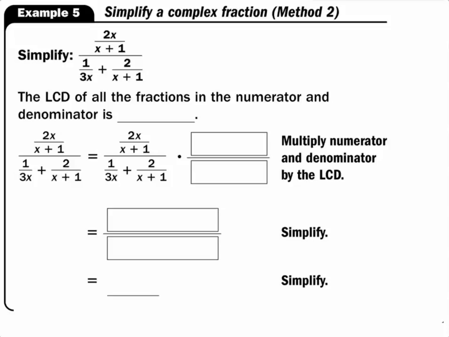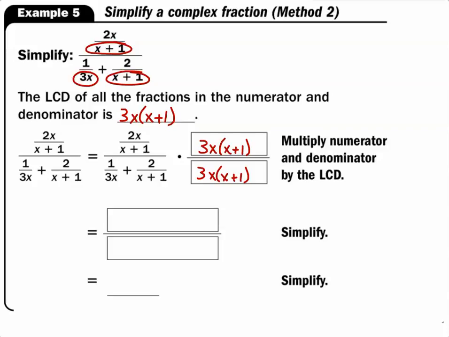First of all, we need to find ourselves a common denominator. And if you look at the fractions, our denominators are the x plus 1 and the 3x and this other x plus 1. So our common denominator is going to be just 3x and x plus 1. That will take care of everything. So if we multiply top and bottom by 3x times x plus 1, something kind of magical happens.